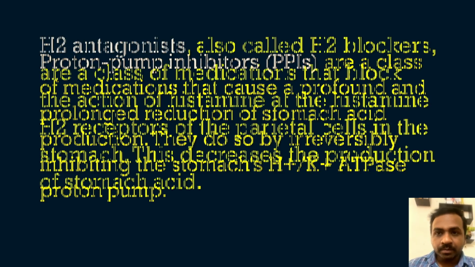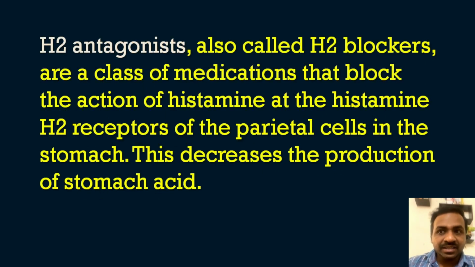Moving to the next class, that is the H2 antagonists. These are another group of drugs that reduce acid production. H2 antagonists, also called H2 blockers, are a class of medications that block the action of histamine at the histamine H2 receptors of the parietal cells in the stomach. So this decreases the production of stomach acid. What are the examples? That is ranitidine, cimetidine, etc. These are H2 antagonists.